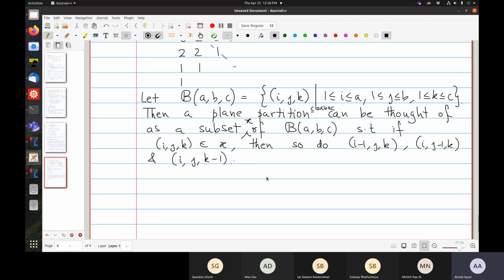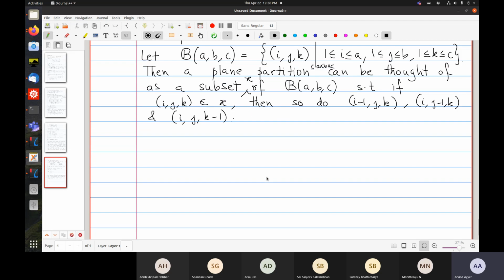This point of view is useful for talking about symmetry classes.